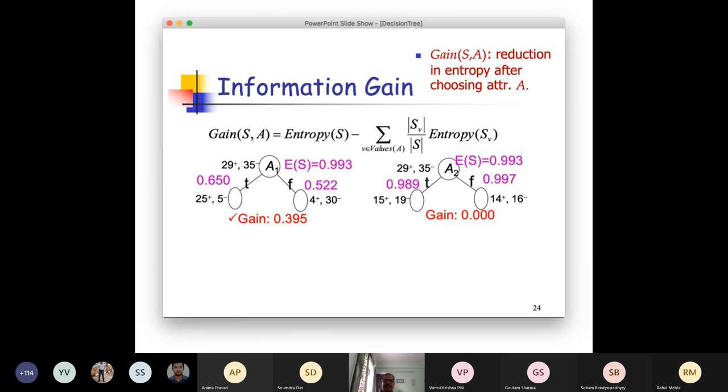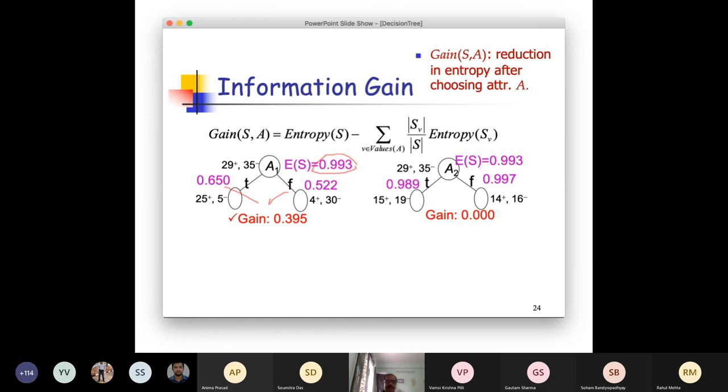So we have defined a gain. Gain is the difference between the weighted average of the entropy of the partitions and the original entropy of the original set. That means the non-partitioned set, the whole set. So here, you should see the entropy of the whole set is 0.993, and the weighted average of these two would be in between these two.